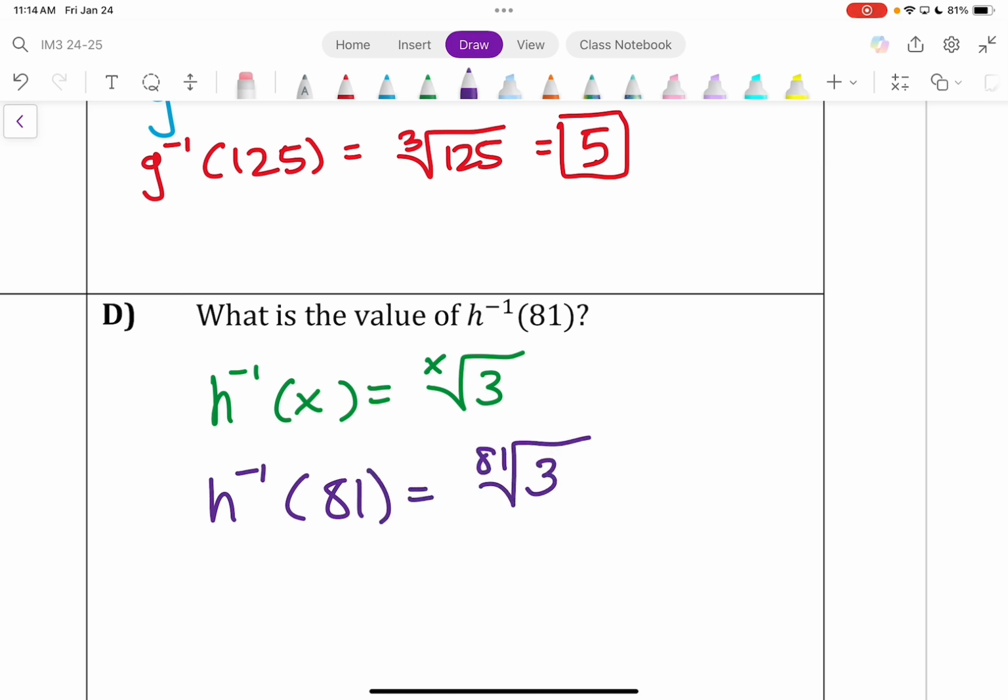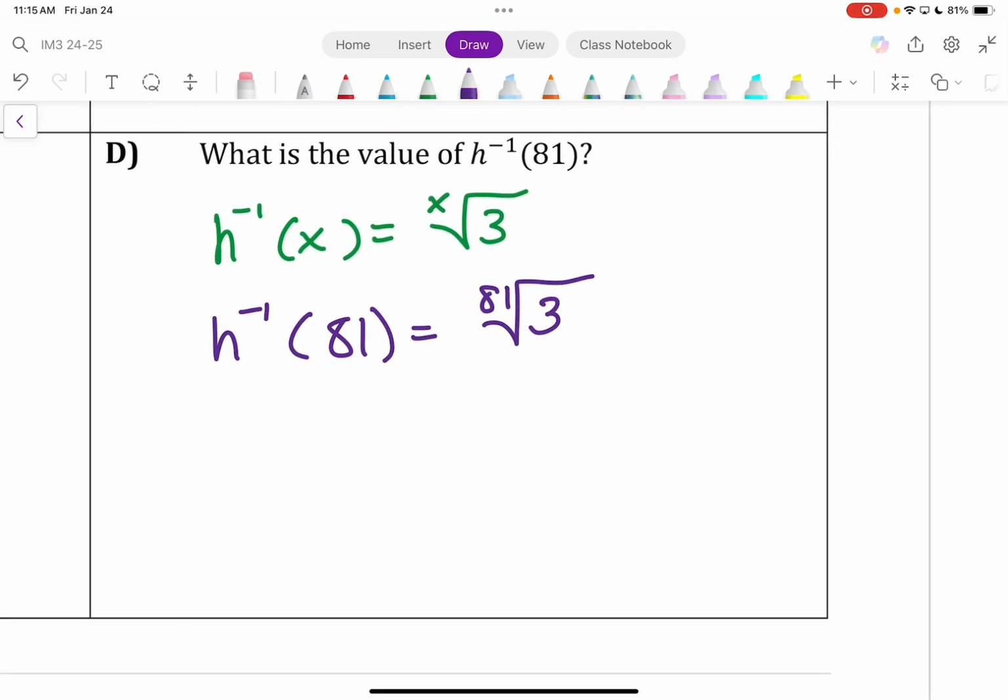Given that h inverse of 81 would ask us to find the 81st root of 3. Have I taught you guys how to find the 81st root of a number? It's not possible. You cannot find the 81st root of a number, at least not traditionally. I'm sure there's a way. Now, just because we don't know how to do something doesn't mean it can't be done. And I'm going to show you what I mean by that.